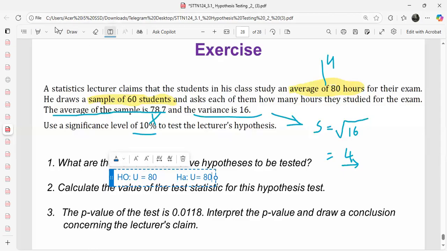I'm going to put the symbol of not equal to, which is the two-sided. This is the symbol that I'm going to put here, because they don't mention whether it's greater than, or more than, something like that.